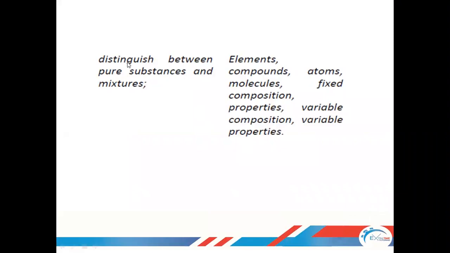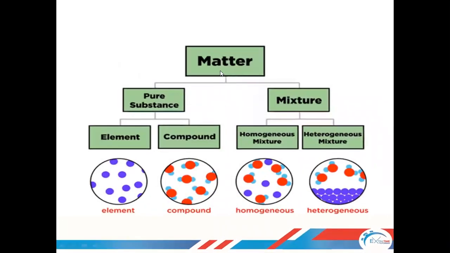So first we will look at our objective, which asks us to distinguish between pure substances and mixtures. We are to consider elements, compounds, molecules, their compositions, their properties, etc. So first, matter is separated into substances which are pure and those which are considered to be mixtures. A pure substance is made up of one type of particle. Examples of pure substances include elements and compounds.